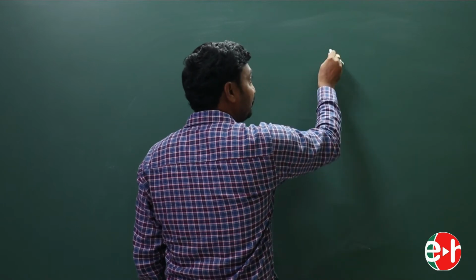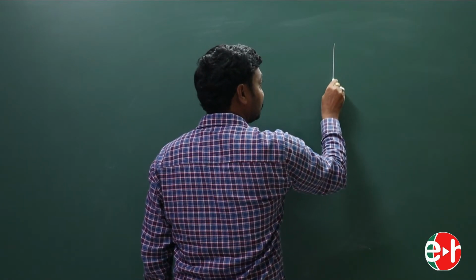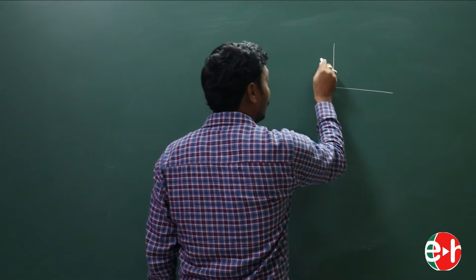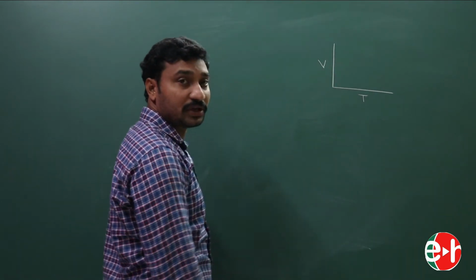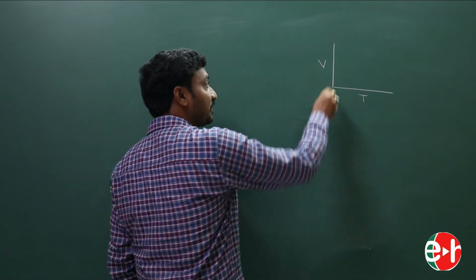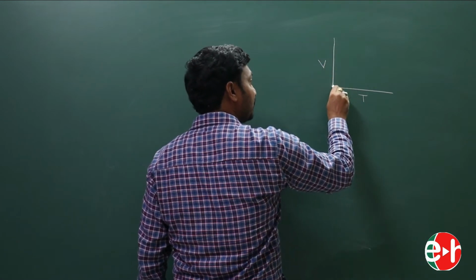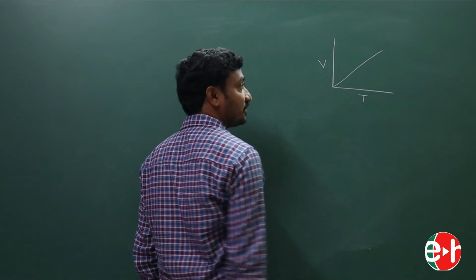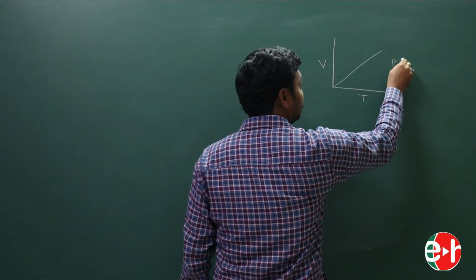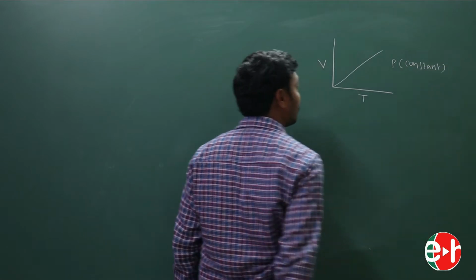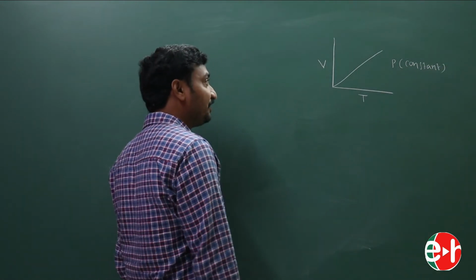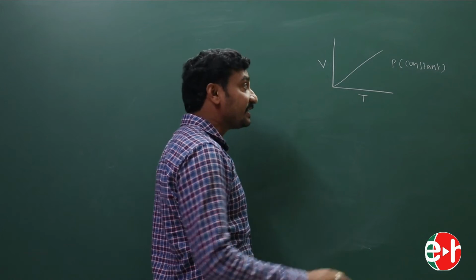Now plot a graph between volume and temperature. According to Charles law, volume is directly proportional to temperature. That's why the graph will become like this, because it is directly proportional. Pressure constant, P constant. Let's plot a graph between volume and temperature at different pressures.